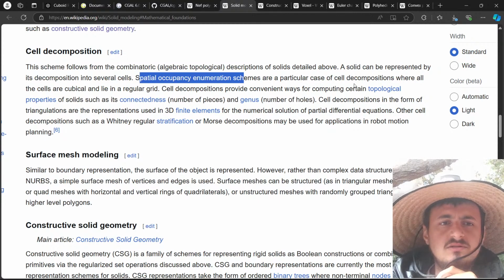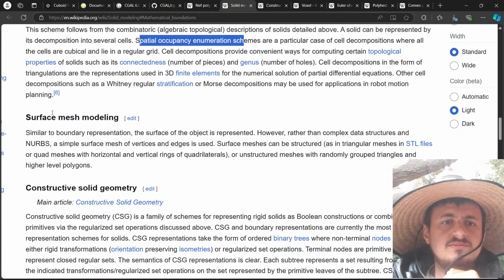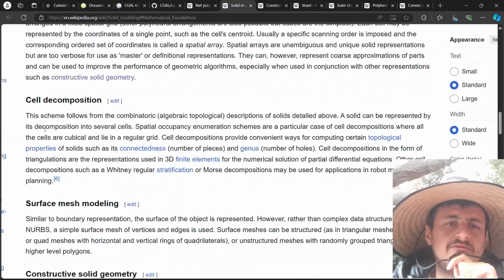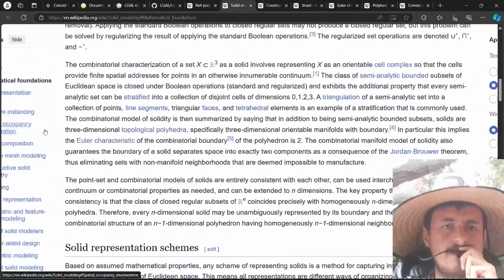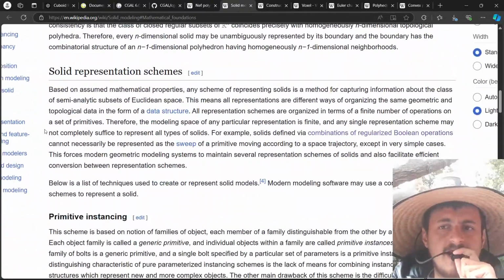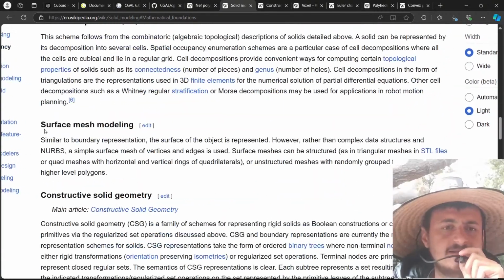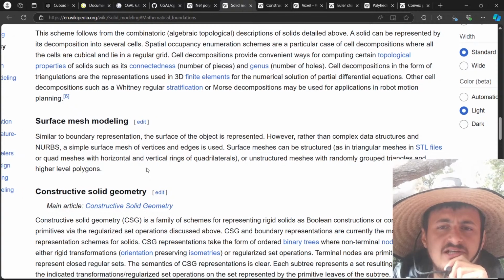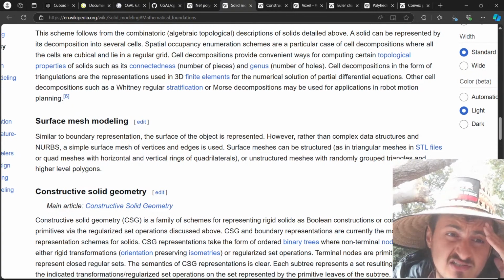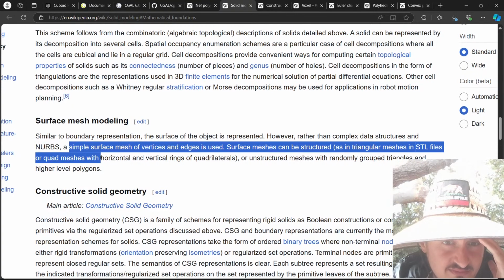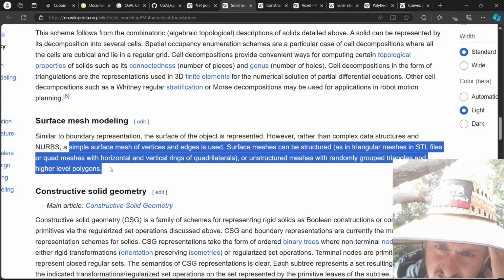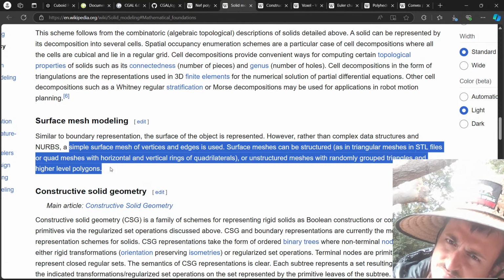Cell decompositions in the form of... okay. Surface mesh modeling. Similar to boundary representation, which they didn't go over at all, really. It didn't ever say what that is. The surface of the object is represented. However, rather than complex data structures and NURBS, a simple surface mesh of vertices and edges is used. Surface meshes can be structured.